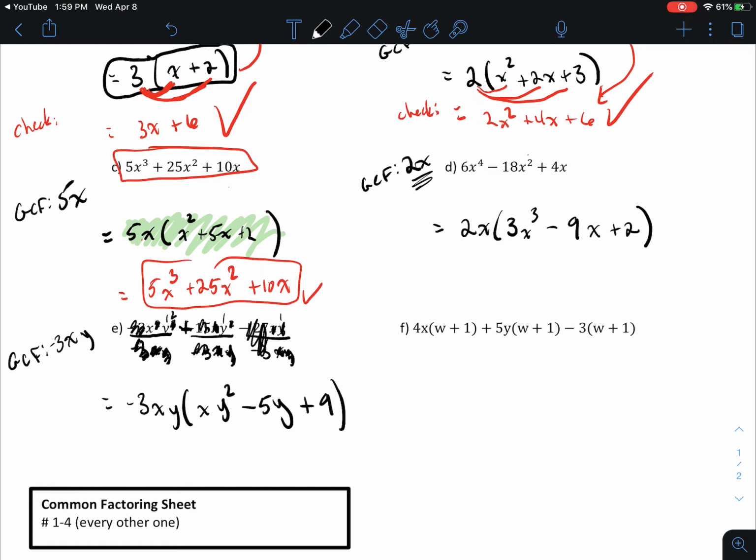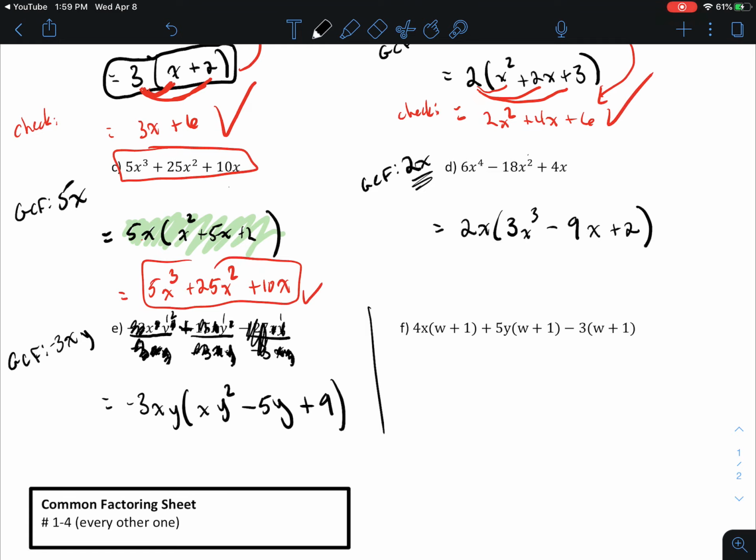So you're basically finding what goes into all three of them, evenly. And then you write whatever that thing is out front, and then you write the products of whatever's left after you've taken it out. Okay. One more.